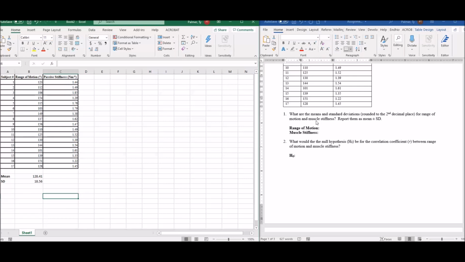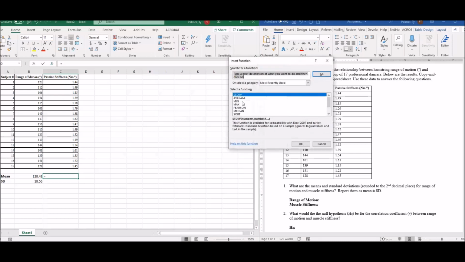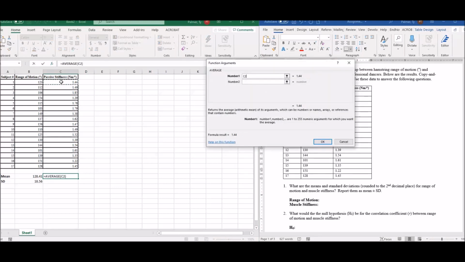Okay, again, it also says we need to calculate the mean and standard deviation for muscle stiffness, or passive stiffness, as it's shown here. In order to do that, it's very easy. In order to calculate the mean and standard deviation for muscle stiffness, all we have to do, similar to what we did for range of motion, is highlight the empty cell here under stiffness. Go up to function, go up to average, click OK, highlight all the data points for muscle stiffness, and then click OK.